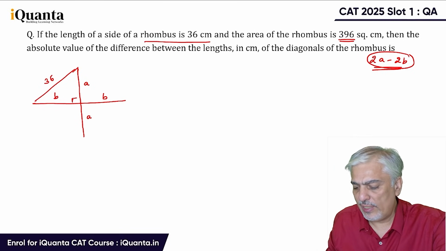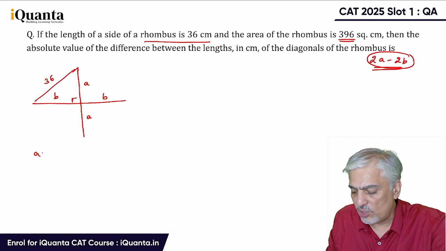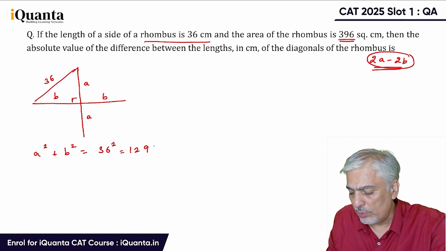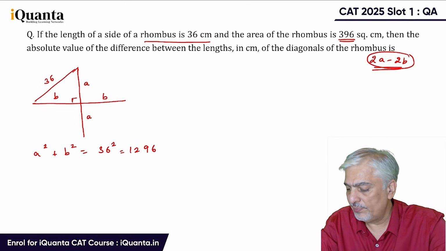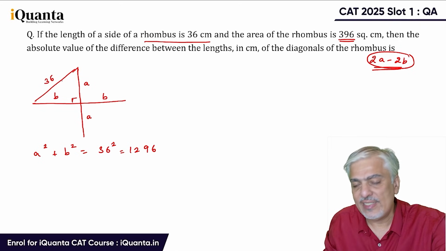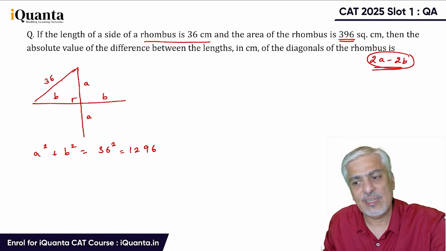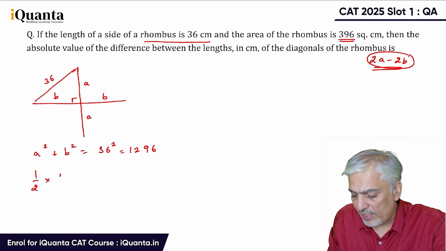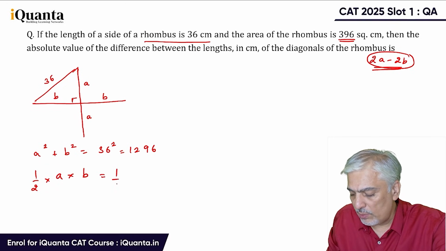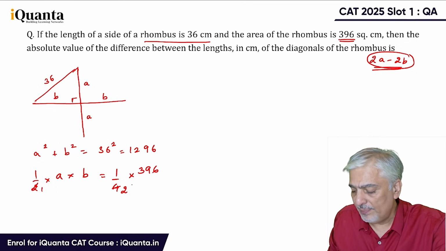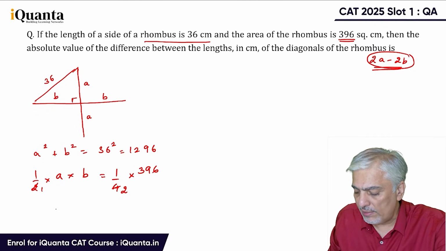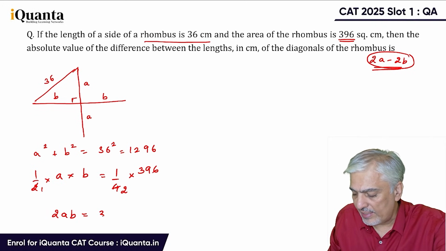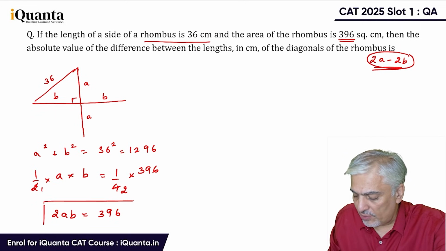So let's see what all can we get. If I just look at this triangle, I know that a square plus b square is 36 square, which we know is 1296. So that's my first equation. And area of the rhombus is 396, which I can do half d1 into d2, or it is the same as area of the triangle will be 1/4 of 396. So I can do half into a into b is equal to 1/4 of 396. So the 2s are cut. In fact, let's just find 2ab. Just take this 2 on the other side, and 2ab is 396.